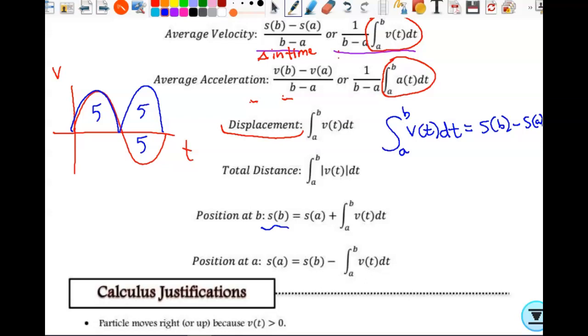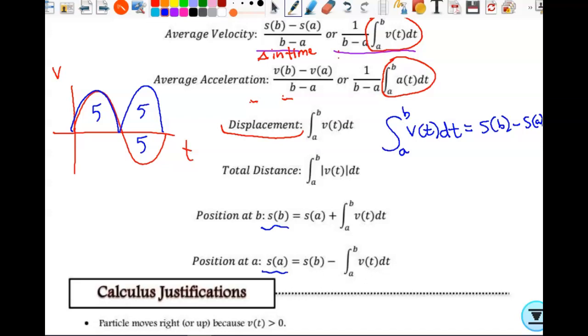Now, most of the time the function will be named for you. Yes, S. I try to stay away from S's because they sometimes look like 5s. So yes, position. I don't know why S for position. If it's horizontal, sometimes X, vertical, sometimes Y. I can also solve this equation for the initial position by adding the initial to both sides and then subtracting the change. So if I want the initial position at A, I take the final position at B minus the change that takes place from A to B. Final position minus the change in position.